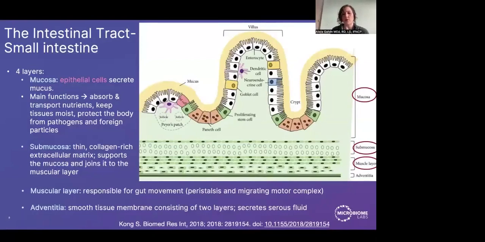And this is really important for things like SIBO, because the MMC helps to sweep any residual food, any residual cellular debris or bacterial debris, down in a downward fashion, and it helps to keep things nice and clean and clear and not allow that buildup. And it's this breakdown in the migrating motor complex in this muscular layer that then can lead to things like SIBO and bacterial overgrowth. And then we have the adventitia, which is a smooth muscle membrane that basically is secreting some various fluids.